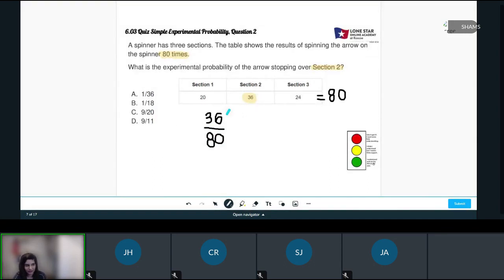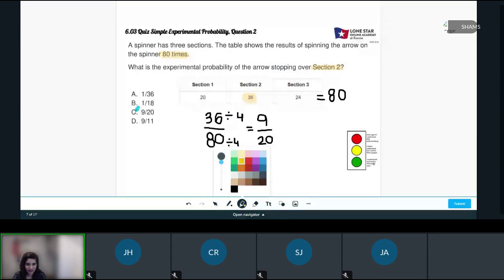Let's see if you can reduce by 4. Joycelyn, did you simplify by 4? Yeah, Joycelyn also is choosing to simplify by 4. 36 divided by 4 gives you 9. And 80 divided by 4 gives you 20. So the experimental probability, experimental is the result of an experiment. The experimental probability of the arrow stopping over section 2 is going to be 9 over 20.